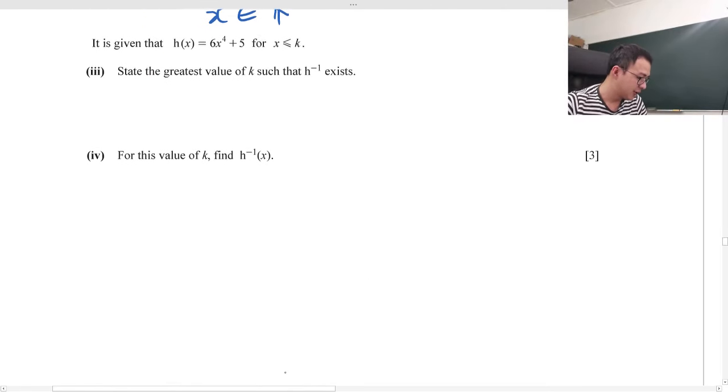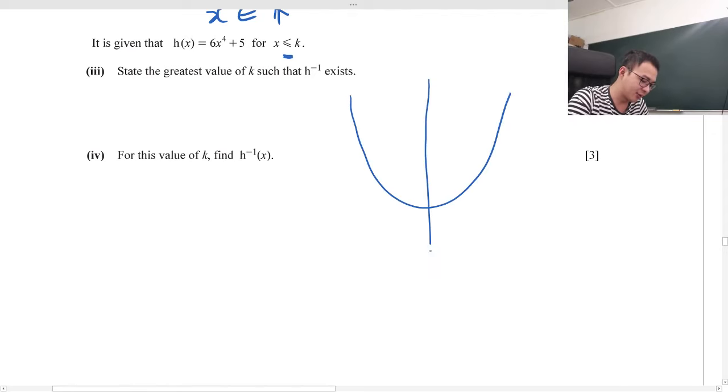So is it given h(x) equals to that one? Okay, this one is a bit hard as well if you do not understand. x is less than k. Okay, the important tip over here is the "less or equals". Because just now I saw the graph looks like this, 6x to the power of 4 plus 5. They touch 5 here.